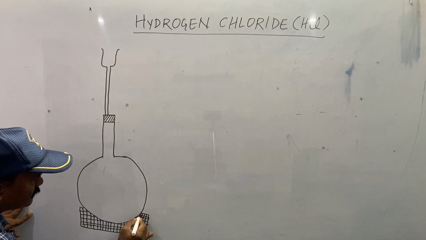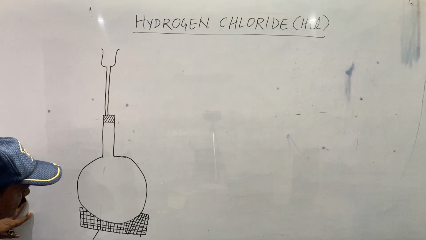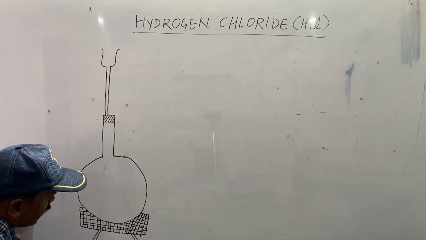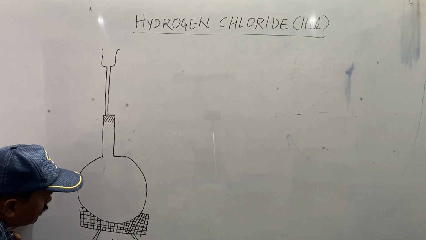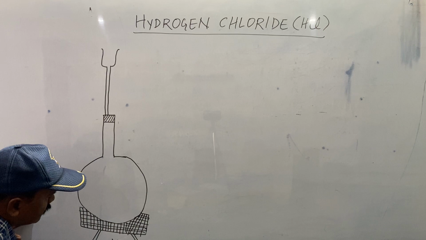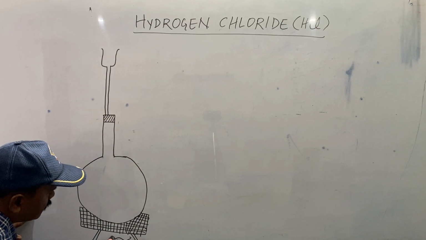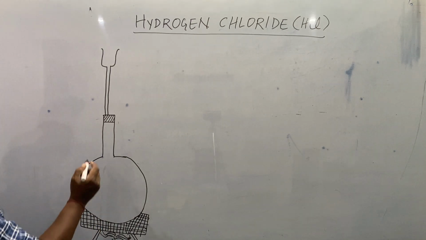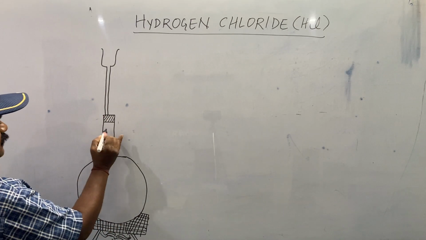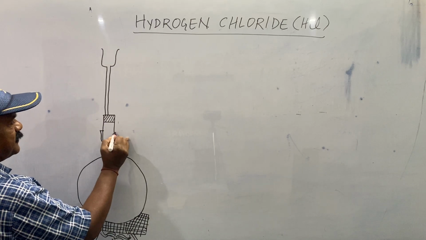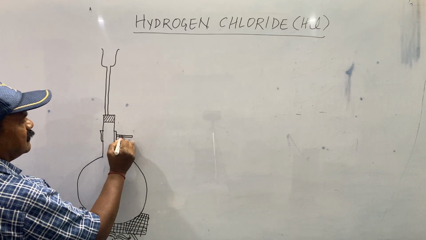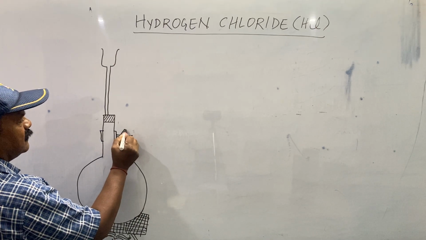This is the wire gauze. Here is the tripod stand. And I am putting the Bunsen burner over here. This is the Bunsen burner. Now, let me first set up the apparatus. This is the ring nut.